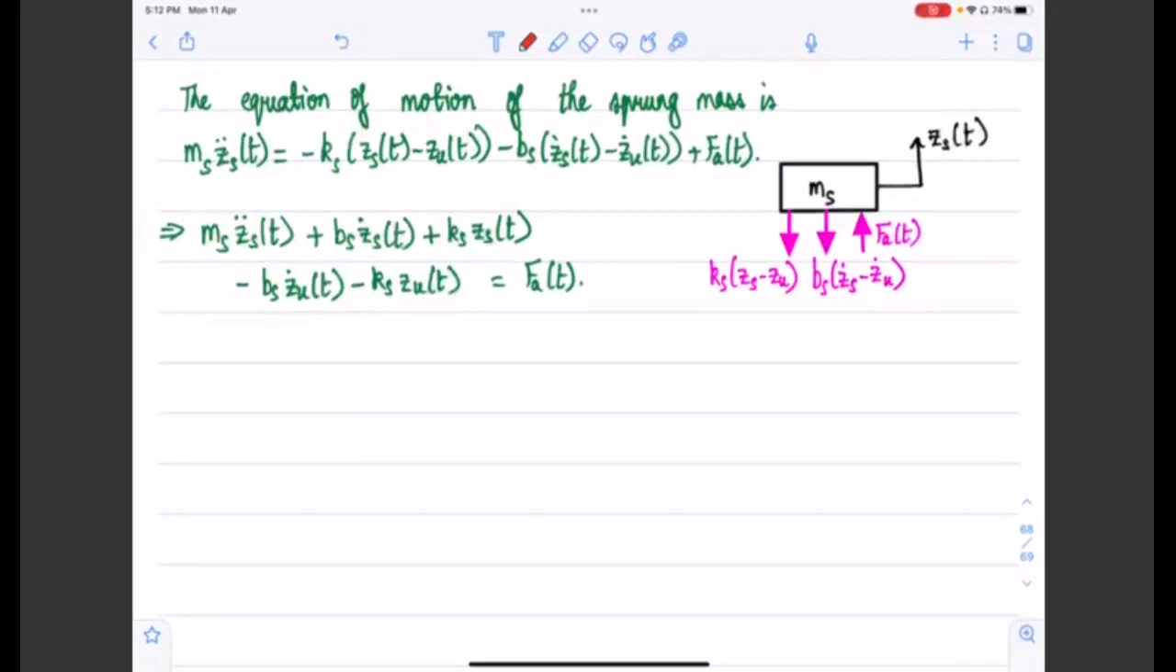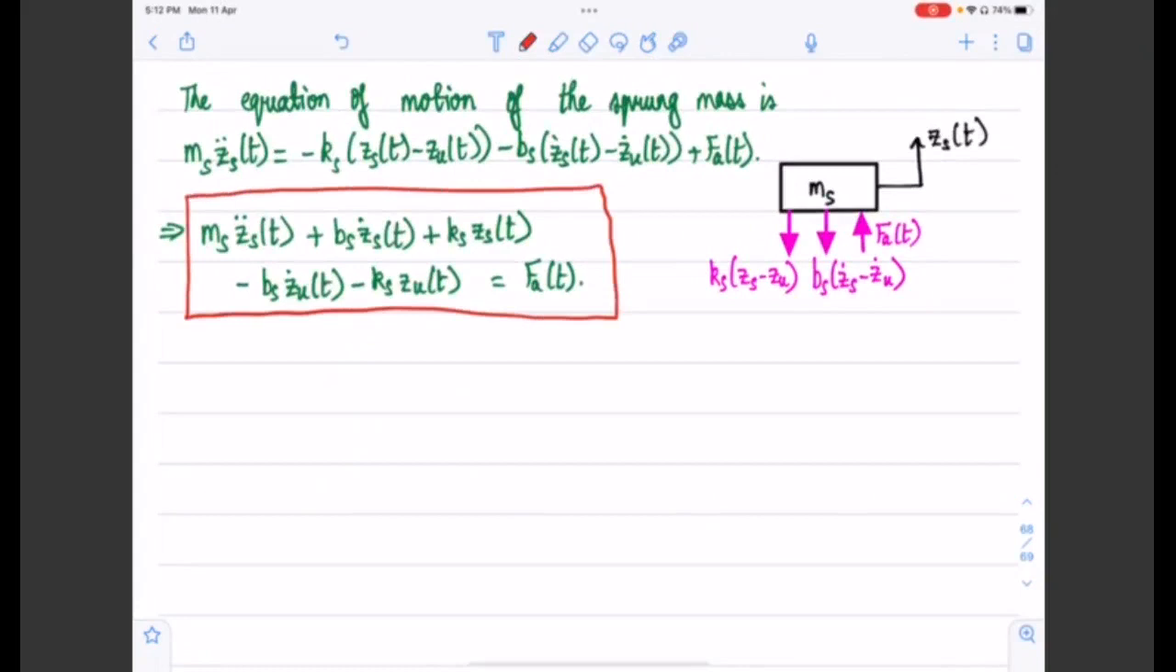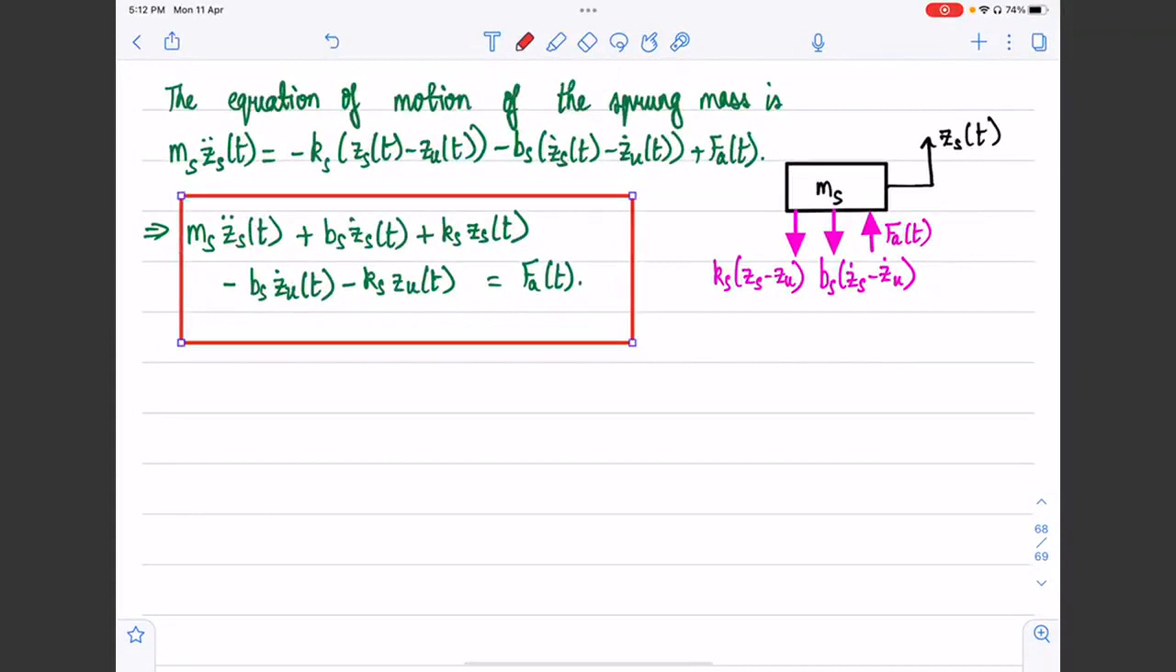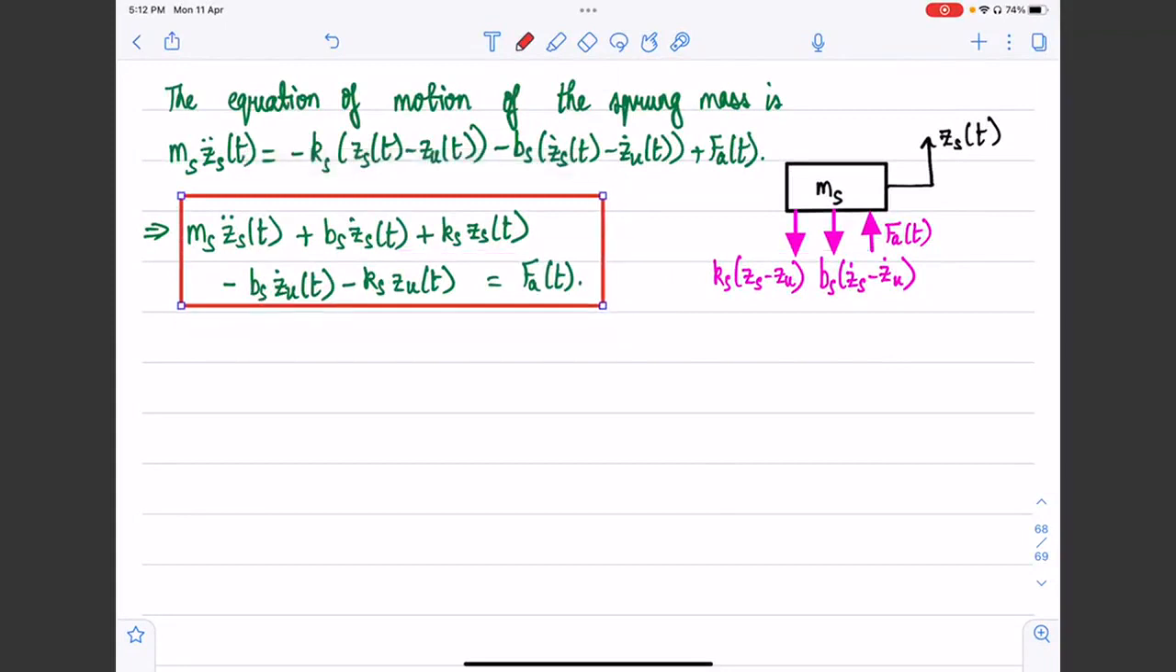So this is the first equation. This is the equation of motion for the sprung mass. And now we can write a similar equation for the unsprung mass. Let us call this equation number 1.